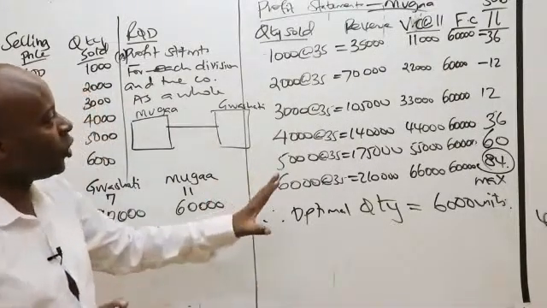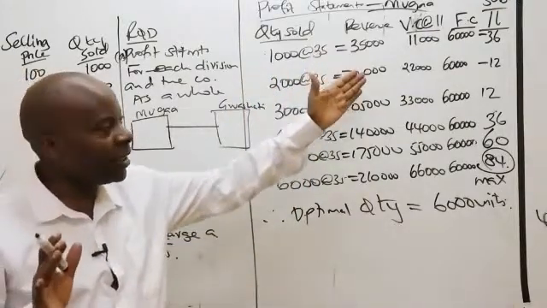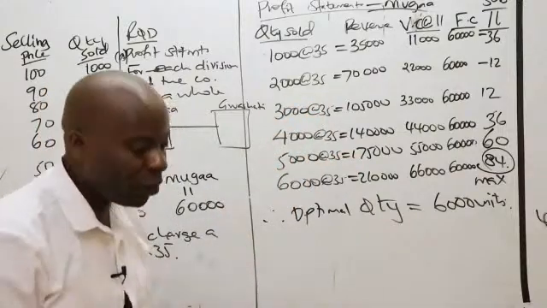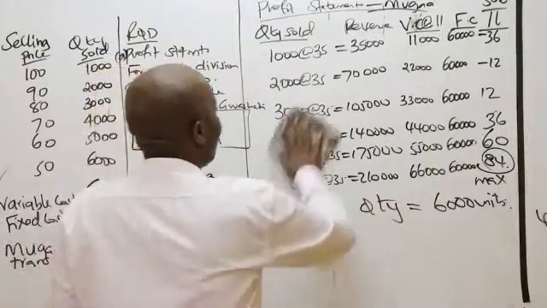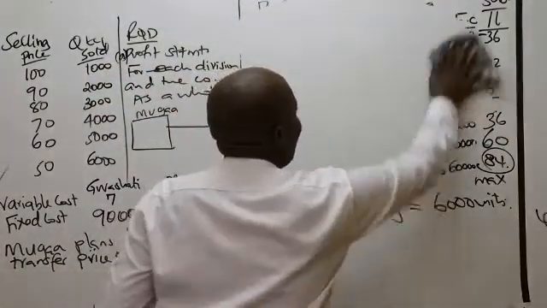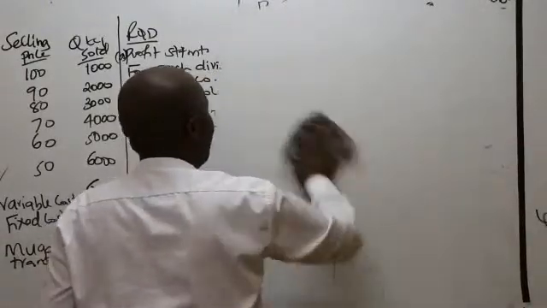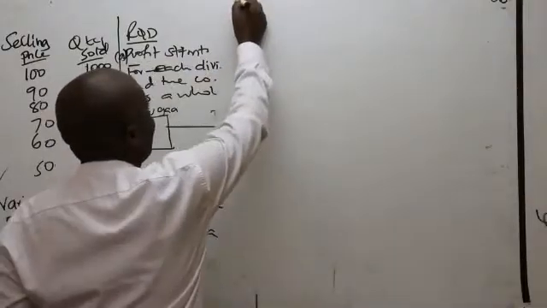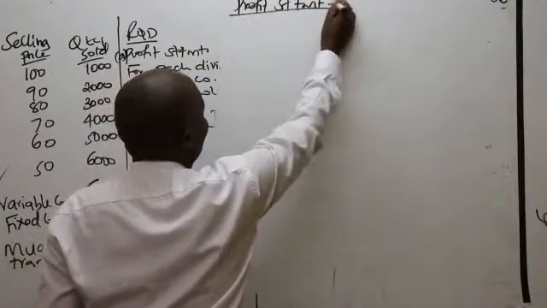Now, without wasting time, could you kindly write there the profit statement for Washati? Profit statement for Washati. What do we have there?